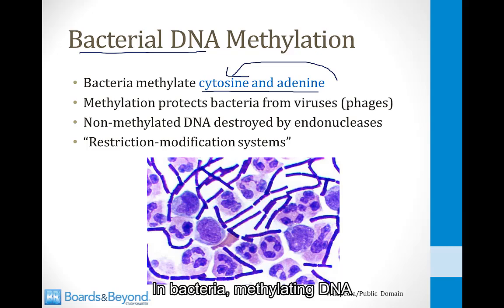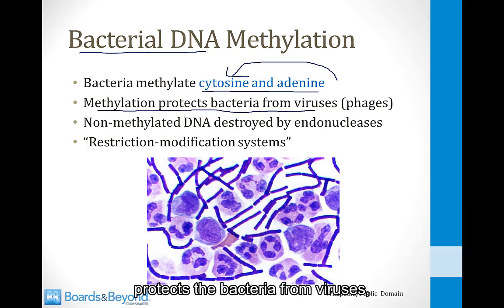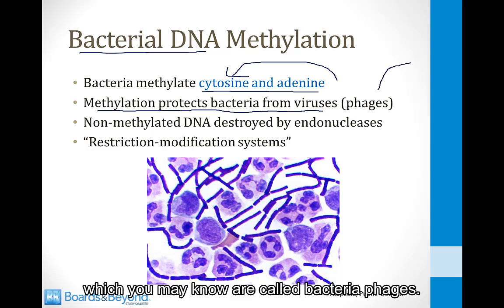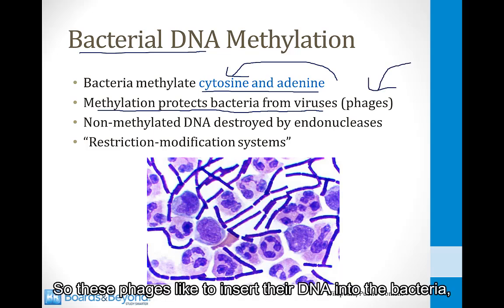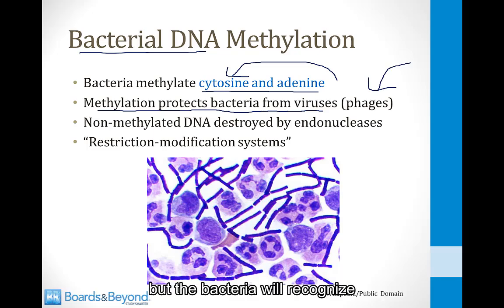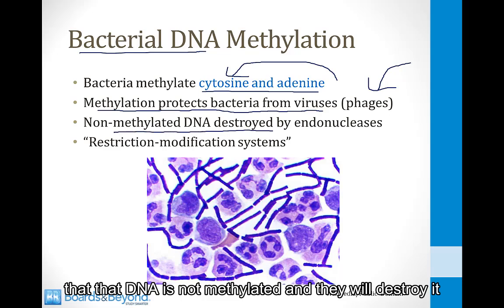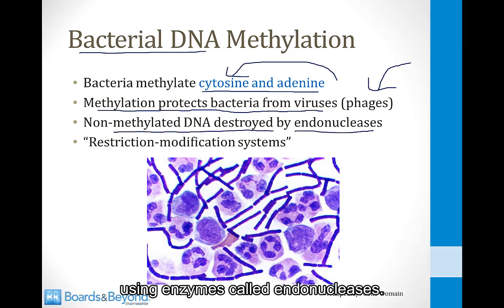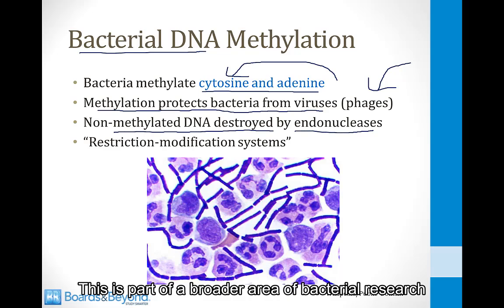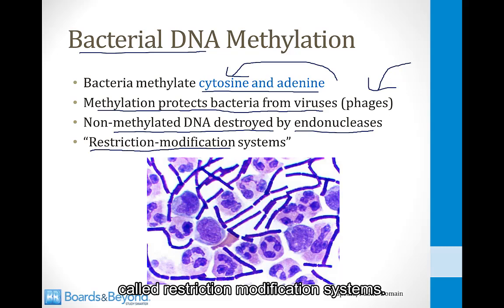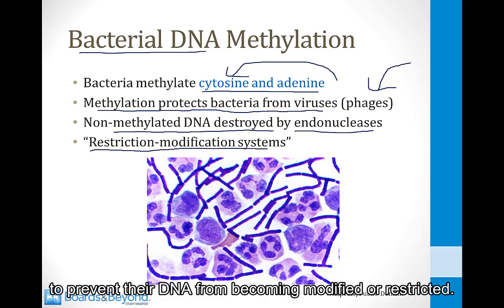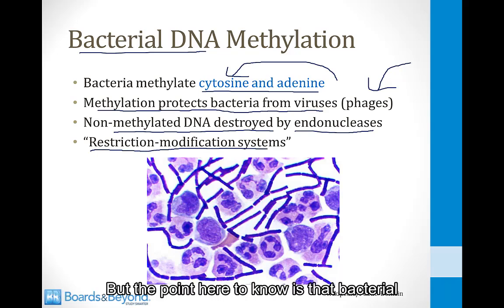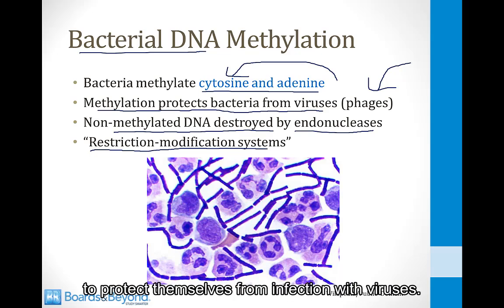In bacteria, methylating DNA protects the bacteria from viruses, which you may know are called bacteriophages. These phages like to insert their DNA into the bacteria, but the bacteria will recognize that that DNA is not methylated and they will destroy it using enzymes called endonucleases. This is part of a broader area of bacterial research called restriction modification systems, and these are systems that bacteria use to prevent their DNA from becoming modified or restricted.